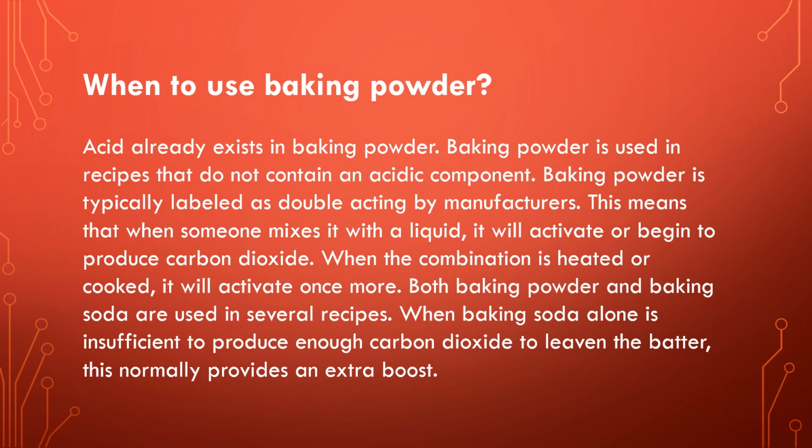When to use baking powder? Acid already exists in baking powder. Baking powder is used in recipes that do not contain an acidic component. Baking powder is typically labeled as double-acting by manufacturers. This means that when someone mixes it with a liquid, it will activate or begin to produce carbon dioxide. When the combination is heated or cooked, it will activate once more.